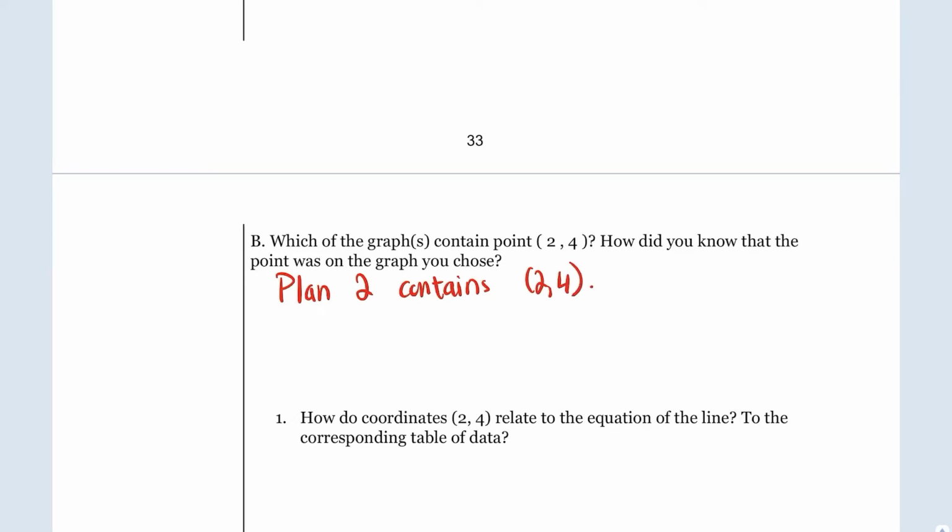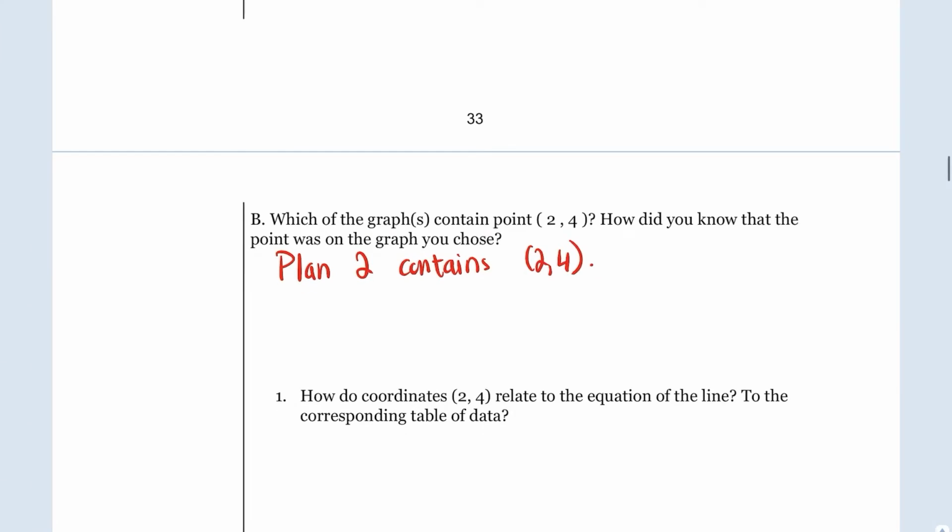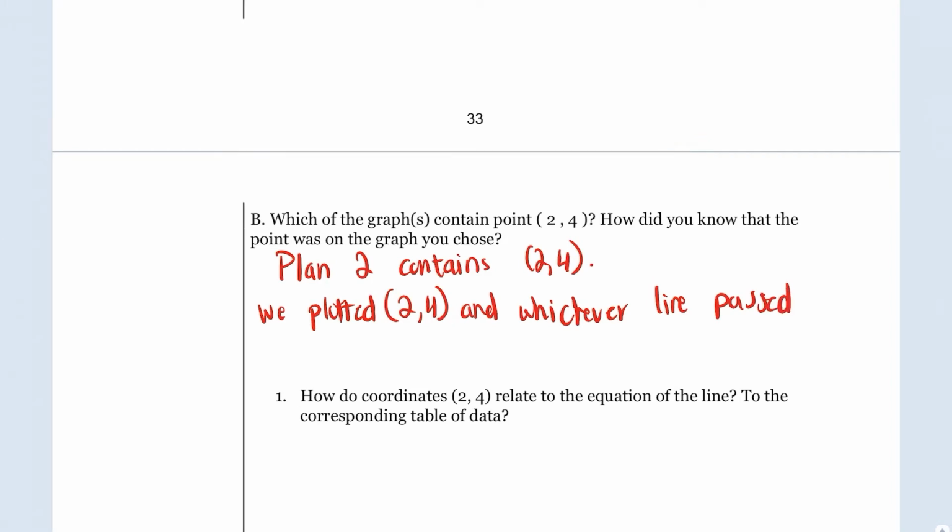And how did you know? Well, we just looked at the graph. We plotted the point (2, 4), and whatever line passed through that contained the point. So I'll say we plotted (2, 4), and whichever line passed through contained the point.